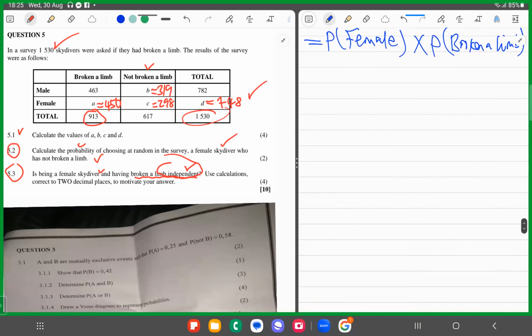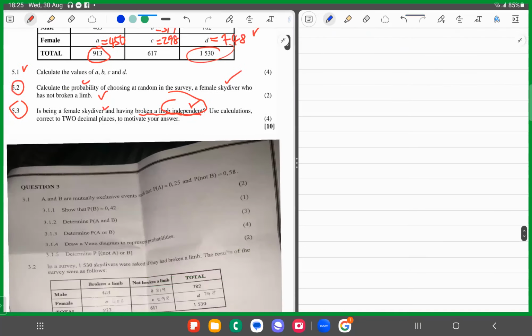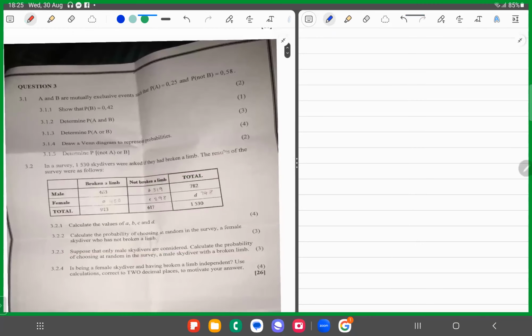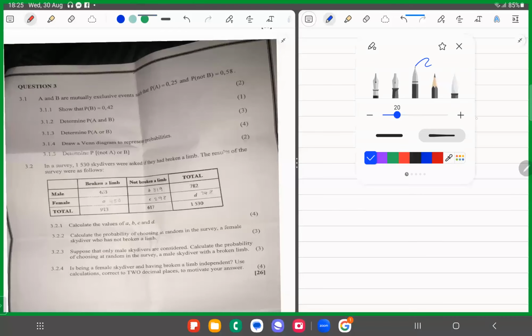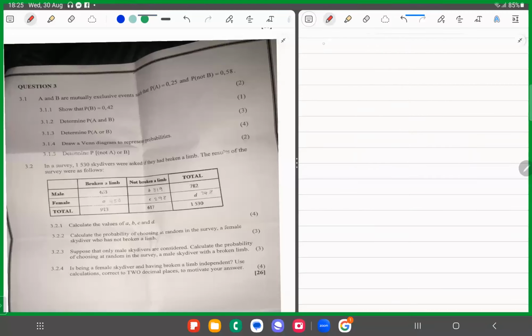You think about your questions, and we can address them. Right, let's look at the next question from the questions you sent to me. We're looking at 3.1, question 3. So in 3.1 we're saying A and B are mutually exclusive events such that the probability of A is this and the probability of not B is that. Show that the probability of B is 0.42.